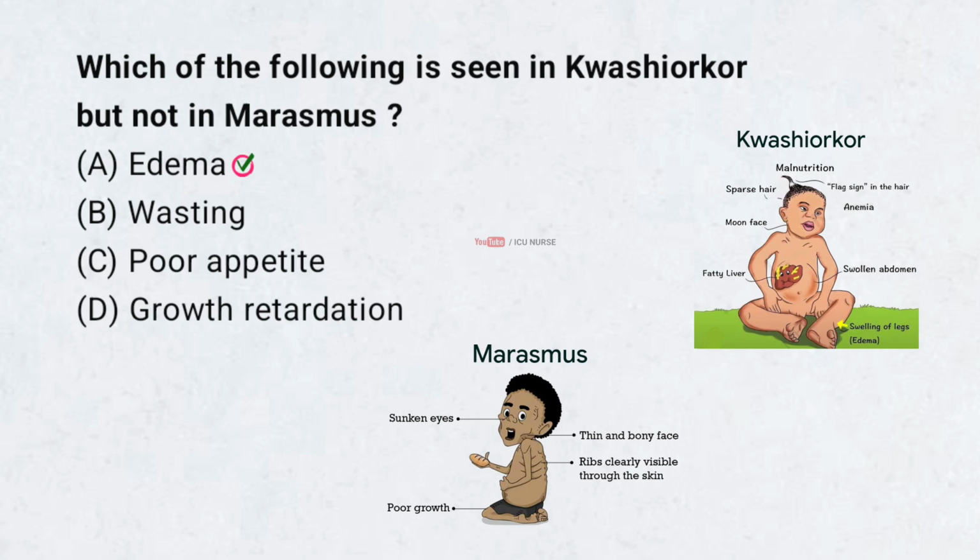Kwashiorkor is characterized by protein deficiency leading to edema, fatty liver, and skin changes. Marasmus involves overall calorie deficiency without edema. Edema is the key difference between the two.